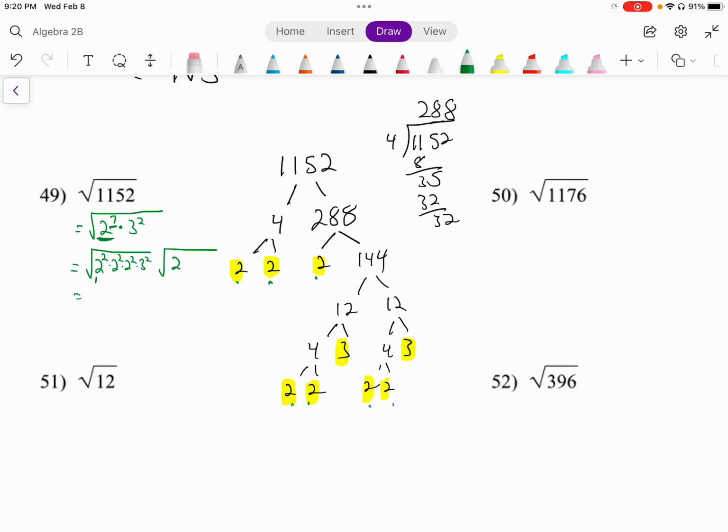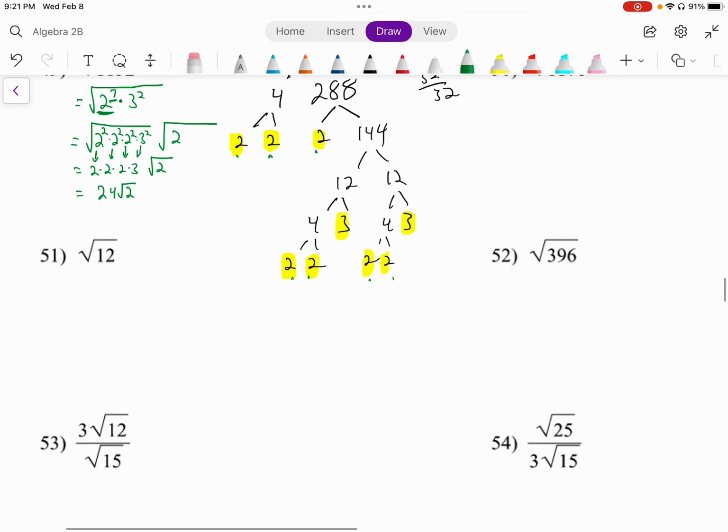And then 3 squared, that's a perfect square. And now what we do, the square root of 2 squared is 2 times the square root of 2 squared is 2. The square root of 2 squared is 2, and the square root of 3 squared is 3. So we simplify each of those, still have our leftover, our square root of 2, and then we just multiply. This is 8 times 3 is 24 times the square root of 2. And so that's how you do those. 50 and 52 would be similar to that. However, 12, we probably could do that a little easier.